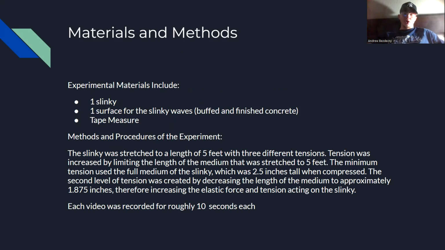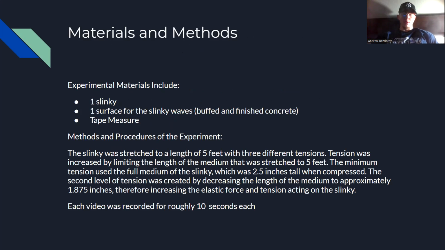Our materials and methods. Our experimental materials include one slinky, one surface for the slinky waves, which was buffed and finished concrete, and a tape measure. Our methods and procedures for the experiment. The slinky was stretched to a length of 5 feet with 3 different tensions. Tension was increased by limiting the length of the medium that was stretched to 5 feet.